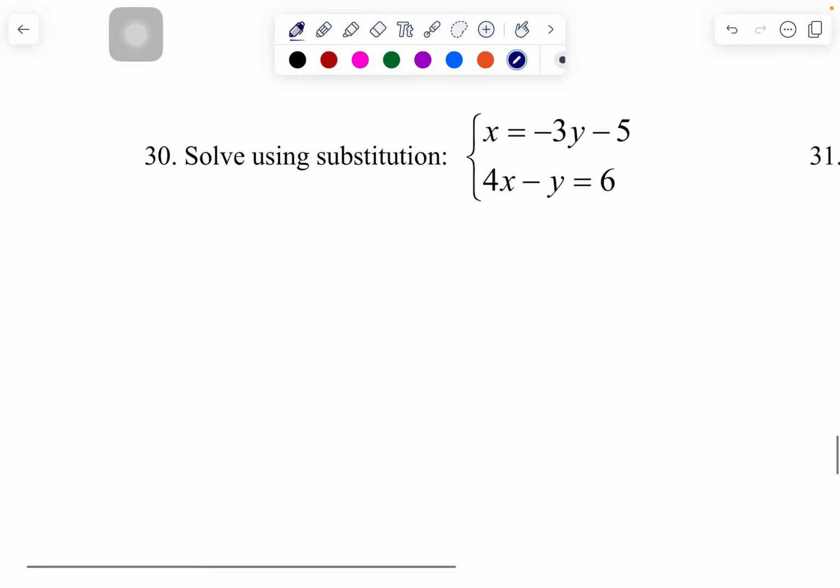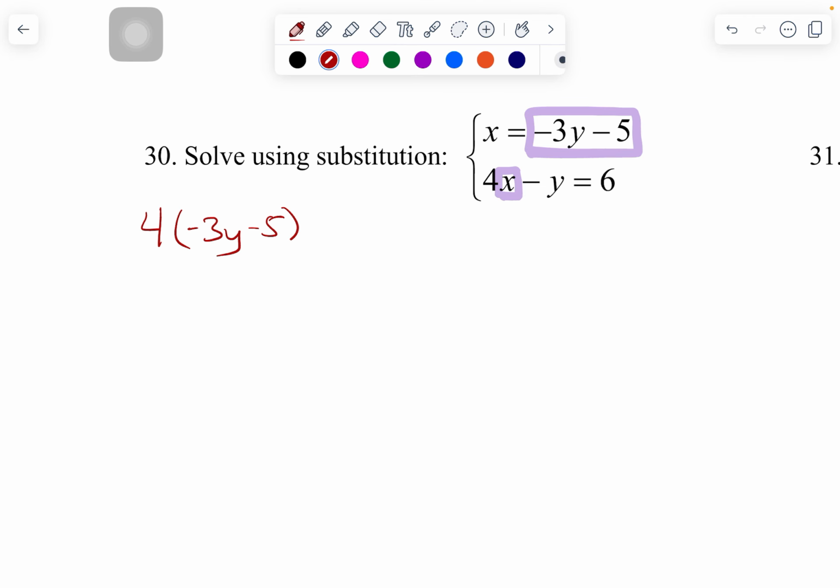Question number 30 says to solve by using substitution. So here's what I know. I know that x is equal to this, -3y minus 5. And right there is where x is. So I'm going to replace it. So 4 times what x is equal to, -3y minus 5, minus y equals 6. And I'm going to solve this for y. So let's see, -12y minus 20 minus y equals 6.